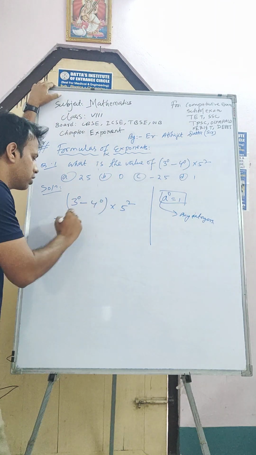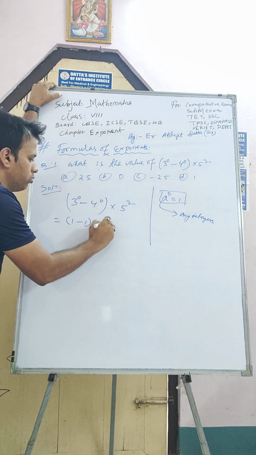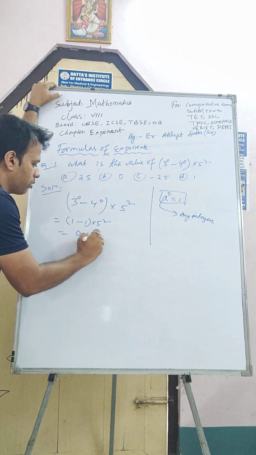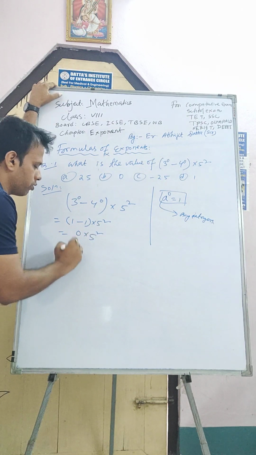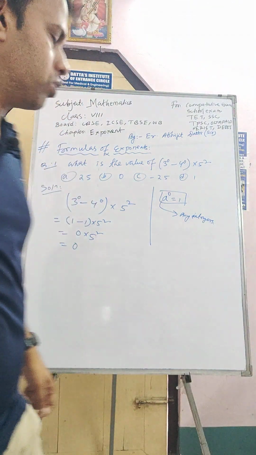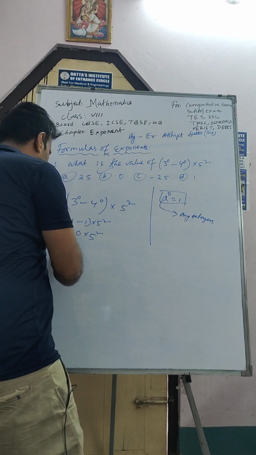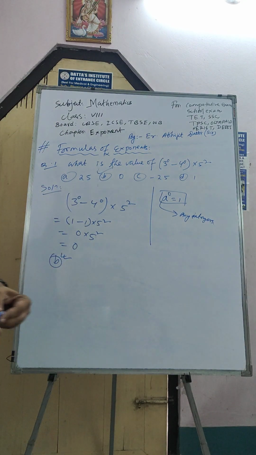Any number to the power 0 will be 1, so it will again be 1. Then it will be 5 to the power 2. Then 0 into 5 to the power 2, so it will be 0. If you multiply any number with 0, it will always become 0. So which option is correct, sir? Option B is the correct answer.